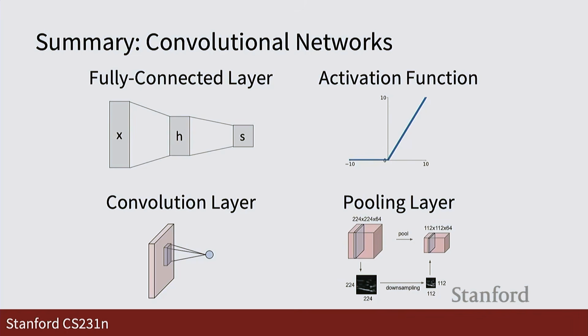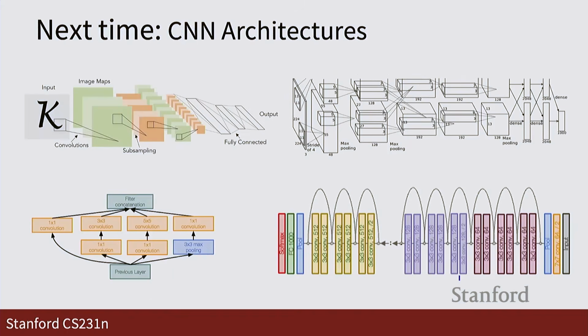Okay, so that's basically the summary of today. We talked about convolutional networks. We talked about why they're interesting. We talked about these two new operators of convolution and pooling. And then next lecture, we'll see how to stitch those together into CNN architectures. And see you next time for that.